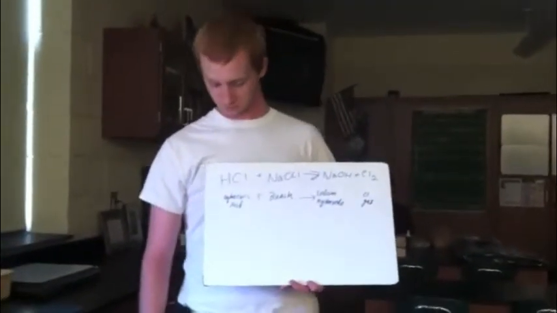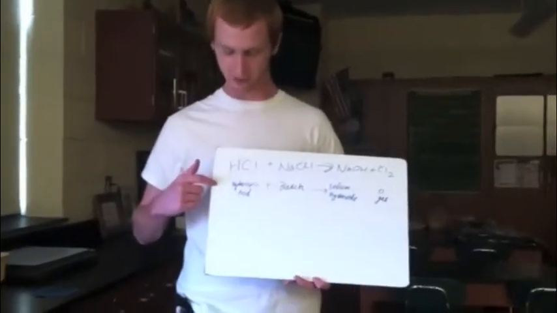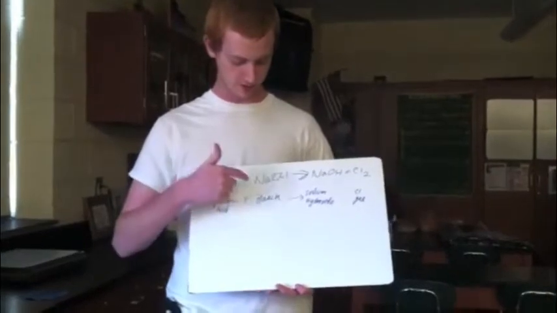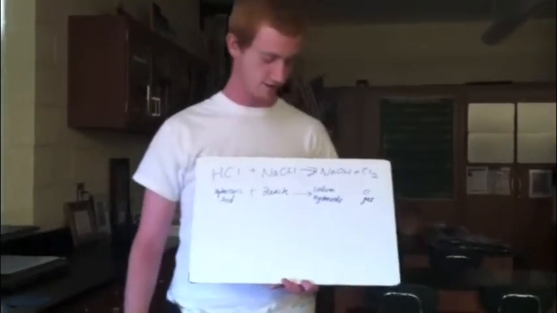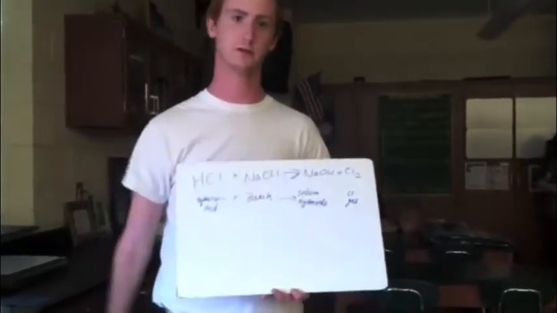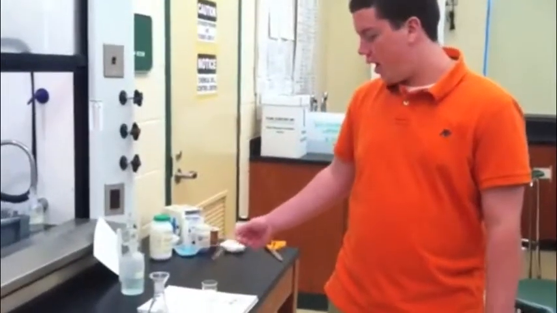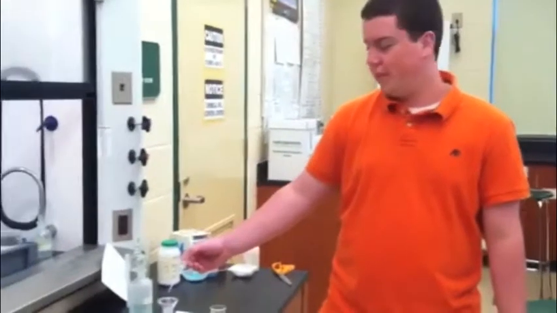Alright, to make the chlorine gas, we had hydrochloric acid, and we mixed it with NaOCl, which is bleach, and that gives us sodium hydroxide and chlorine gas. Okay, so we have hydrochloric acid in this beaker and bleach in this beaker. So when we mix them, chlorine gas should come out of it. Right.